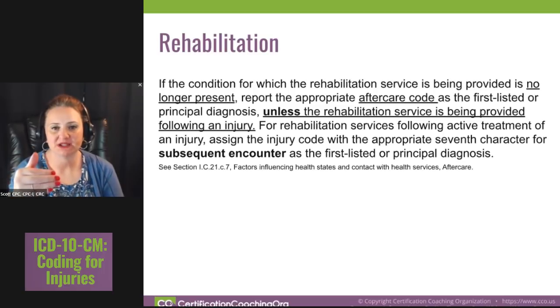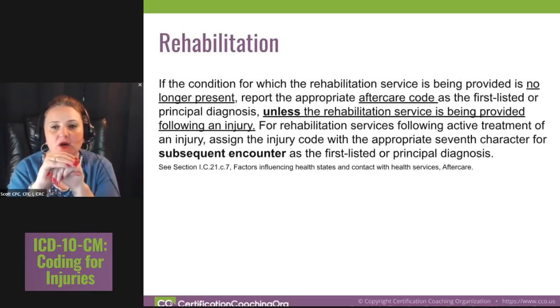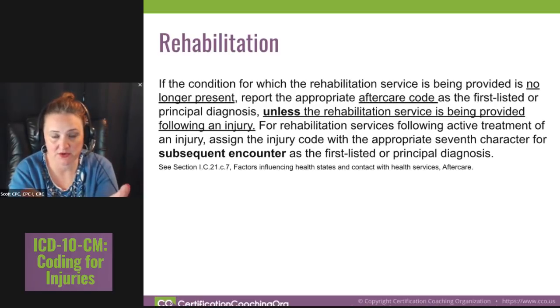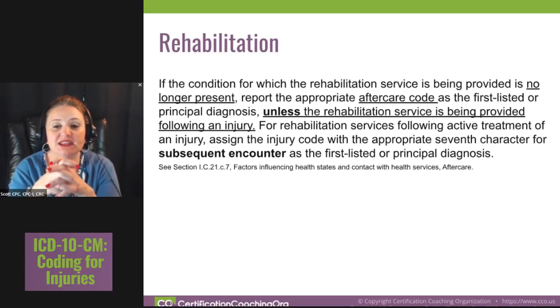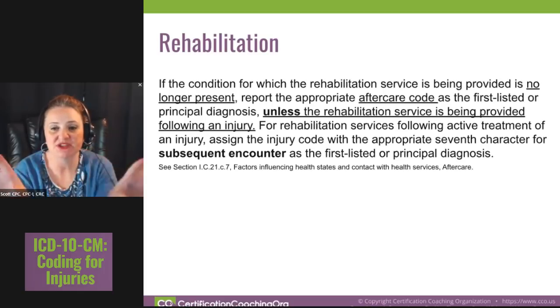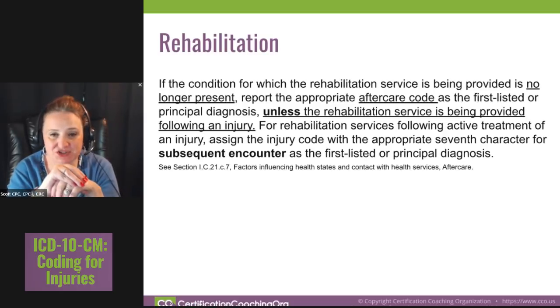When we're talking about rehabilitation, let's start at the beginning. You have a condition and we're getting rehabilitation services for the patient, but the condition is no longer present. Then it would be an aftercare code that we'd be using. Unless, and this is very important, and I made this bold, these are straight out of the guidelines: the rehabilitation service is being provided following an injury.